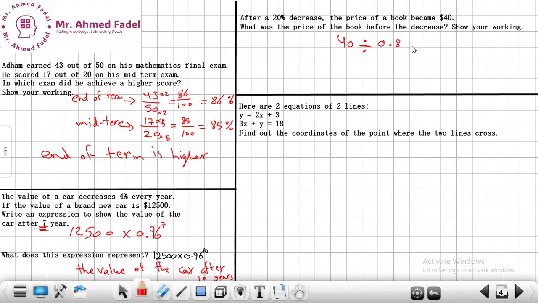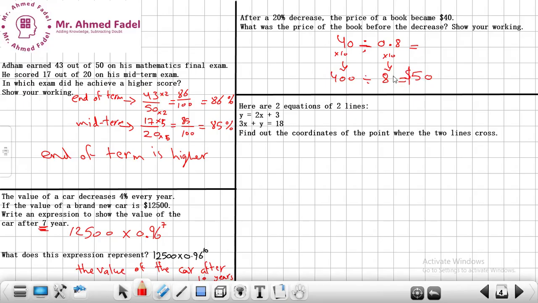40 divided by 0.8. We learned in Unit 3 with decimals that this cannot be done directly. You must make sure that the divisor, which is the number after the division sign, is a whole number. So I'm going to multiply this by 10, multiply this by 10. So the new question is 400 divided by 8. 400 divided by 8 is going to give you 50. Exactly. So the original price was $50.